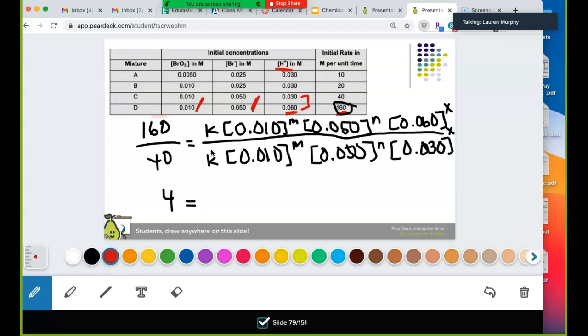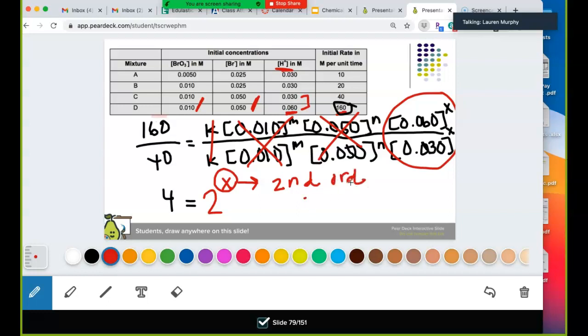Equals. My K's cancel. These are the same exact number. These are the same exact number. So all I'm comparing are these two. 6 divided by 3 is 2. And then we're trying to find the order, right? So 2 to the what is 4. 2 squared is 4, right? So it's second order with respect to H plus.